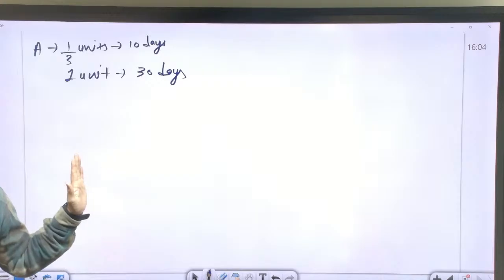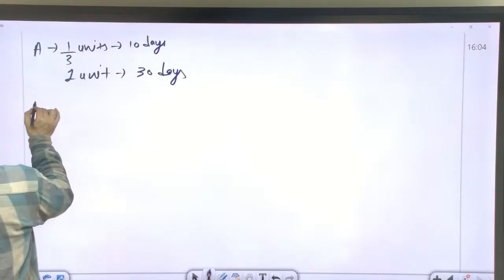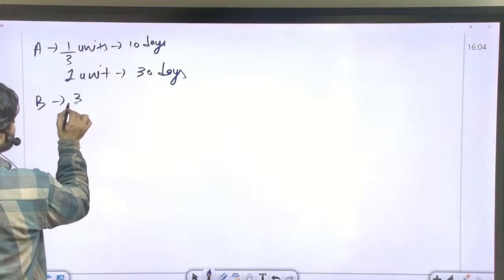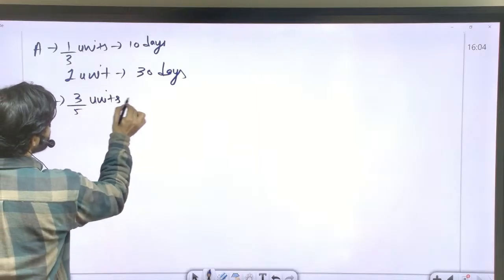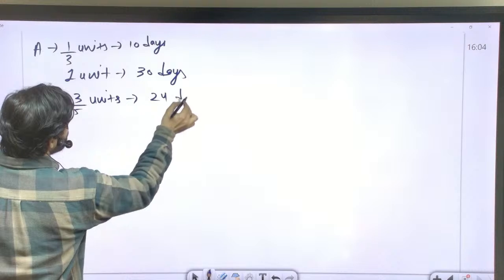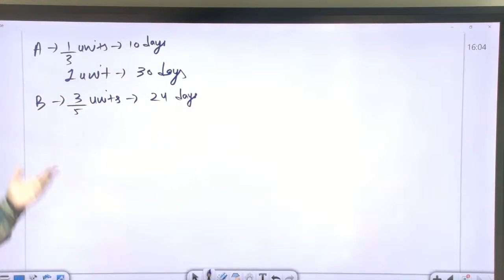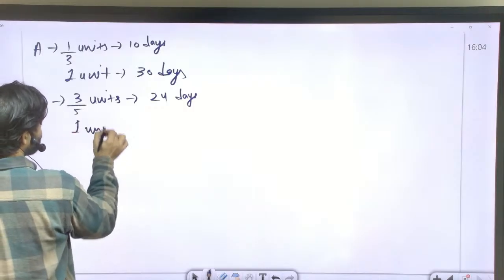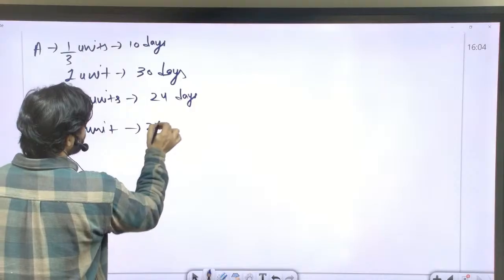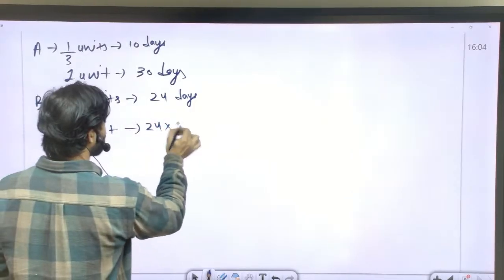Any problem in this? The next information is very simple, that B can do 3/5 of the same work in 24 days. So from here we can find out the 100% work of B also. Let's find the value of 1 unit. So 24, and it will be reciprocated there, so it will be 5/3.